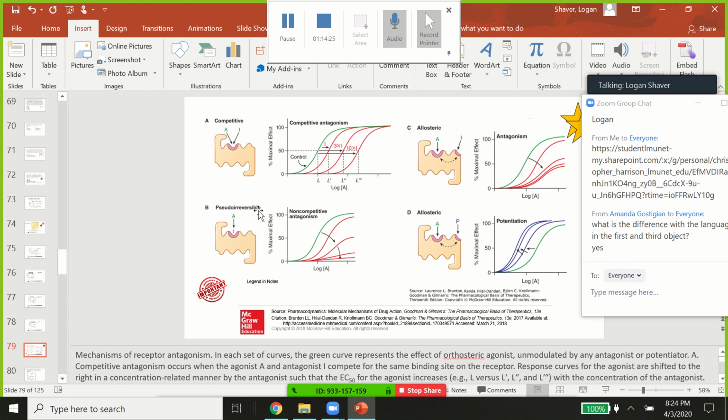The pseudo-irreversible. Okay. Make sure you notice the difference between this one and this one because that's where it gets tricky, because these two look a lot alike. Okay. So notice pseudo-irreversible goes all the way down to almost flat. Allosteric, it gets to a certain point, and then the drug's still going to have its effect. And then allosteric, this is actually talking about potentiation instead of antagonism. So this would be more like a synergistic effect in between A and P in this case.